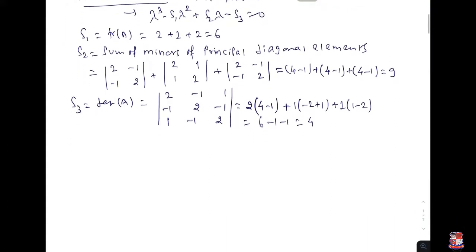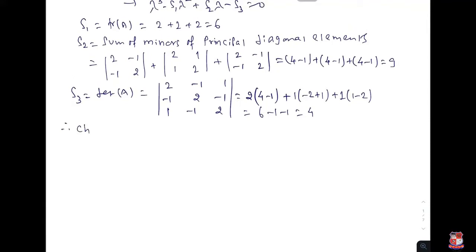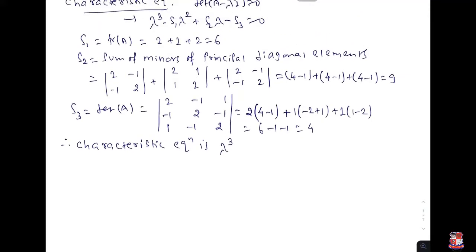And therefore the characteristic equation is lambda cube minus S1 lambda square, and S1 is 6, so minus 6 lambda square, then plus S2 lambda, S2 is 9, so plus 9 lambda, and then minus S3, and S3 is 4, so minus 4 equal to 0.